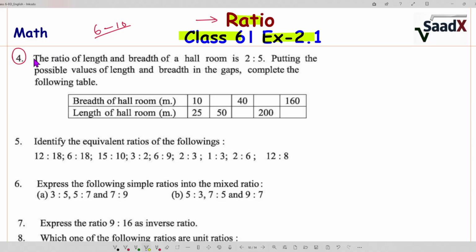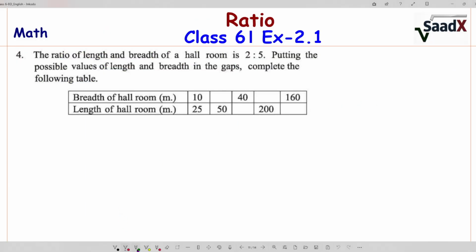Our question: the ratio of length and breadth of a hall room is 2:5. Putting the possible values of length and breadth in the gaps, complete the following table. In this kind of scenario, 2:5 we can write as 2/5. So when making a new ratio or filling in the blank, we have to multiply the same number in the numerator and denominator. Let's start. First we have to write what is given.